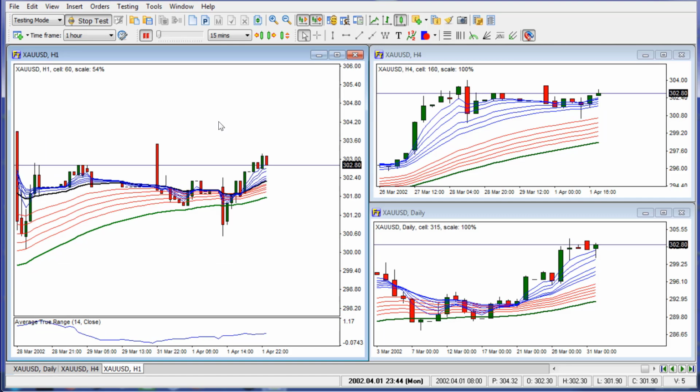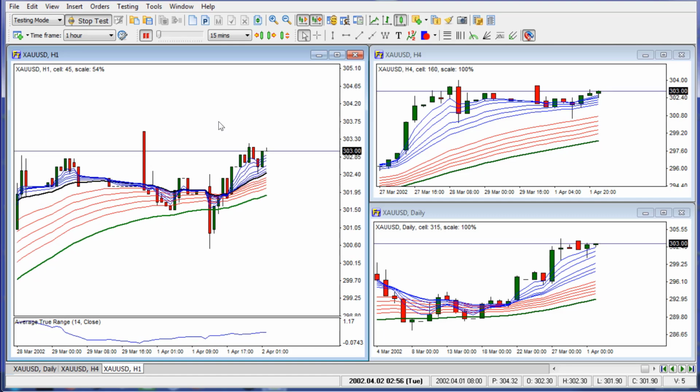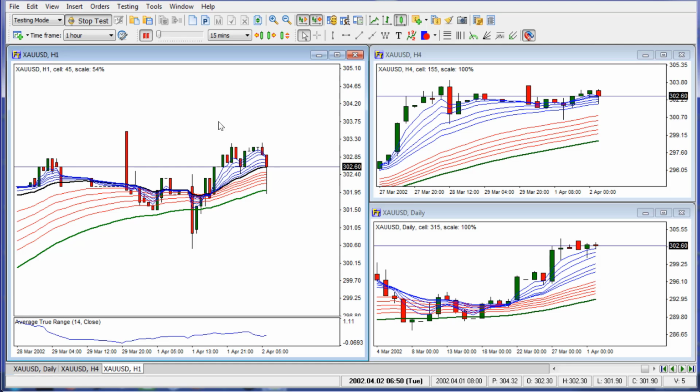So we're now going to wait for a pullback into the 21 moving average. Okay, now there's a pullback, and we don't close below the 60, so the trade setup is still valid. We're going to place a pending buy stop, 1480 Rs above the recent swing high, which will come in about there. And then we place our sell stop, 1480 Rs below the 60 moving average, which will come in about there.